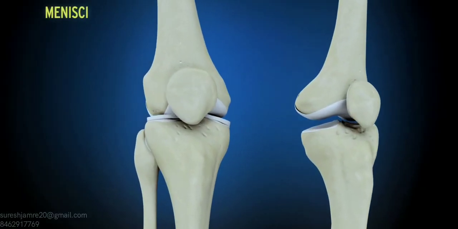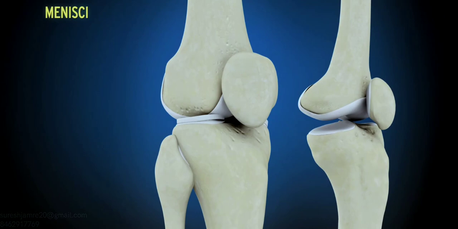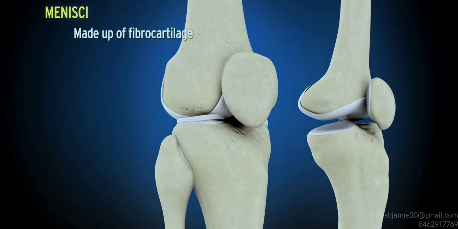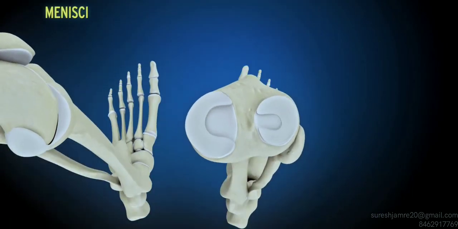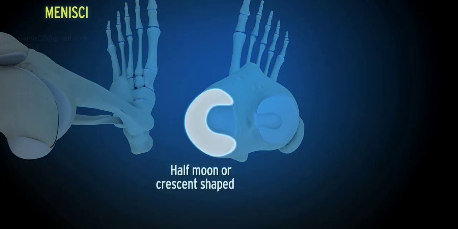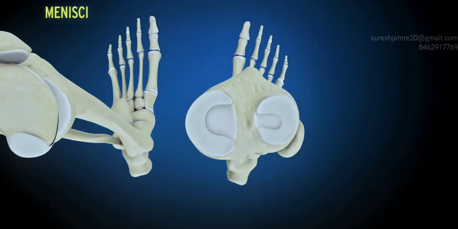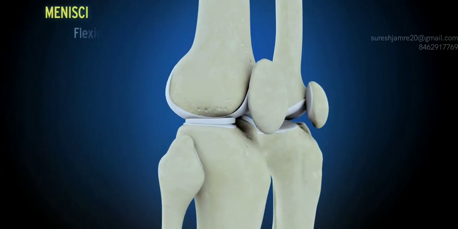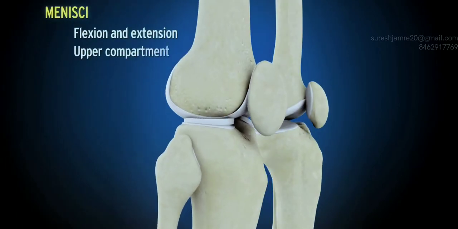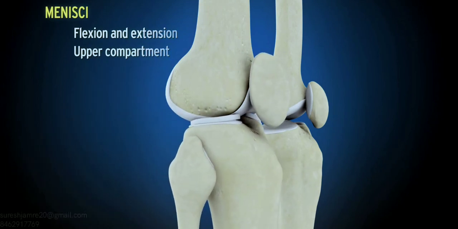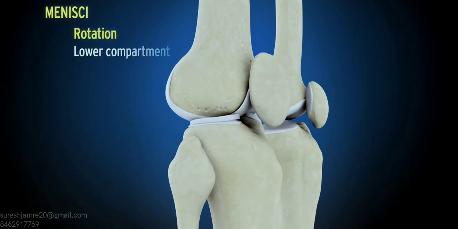Menisci. These are also called semilunar cartilages. They are made up of fibrocartilage. They are half-moon or crescent-shaped. They deepen the articular surfaces of tibia, and they partially divide the joint cavity into upper and lower compartments. Flexion and extension takes place in upper compartment. Rotation takes place in lower compartment.